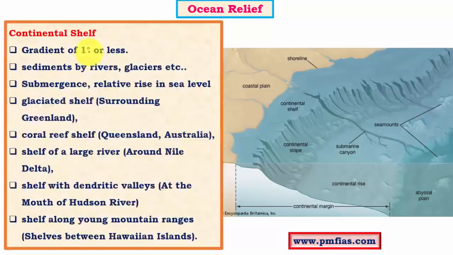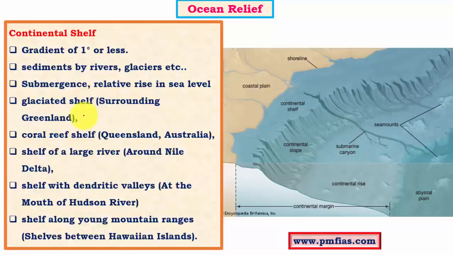The most important one is the continental shelf. Most of the human activity is confined to the continental shelf. Here the gradient is less than 1 degree, so this is how flat this particular region is, with very little steepness. Most of the deposits brought down by rivers and glaciers are deposited on the continental shelf region. The continental shelves are formed mainly because of subsidence of continents or rise in sea level. And we know that the continental shelf is a part of the oceanic plate. There are various continental shelves based on the kind of deposits they acquire.